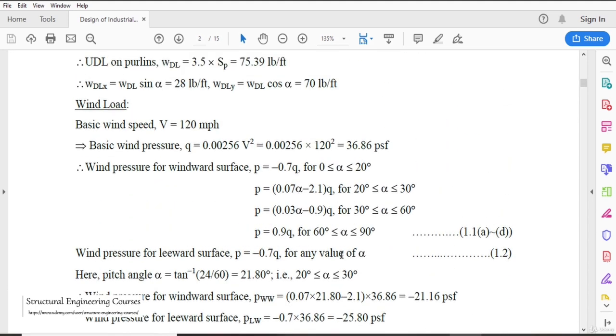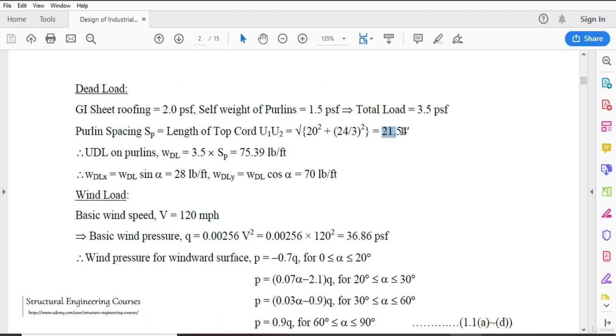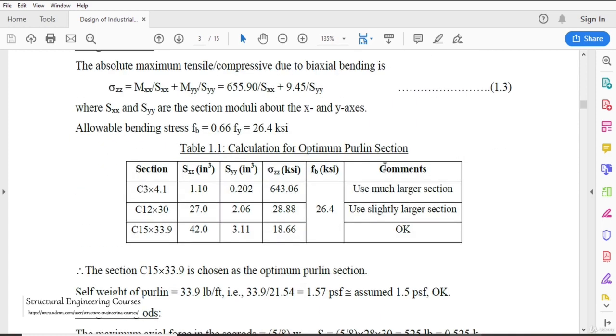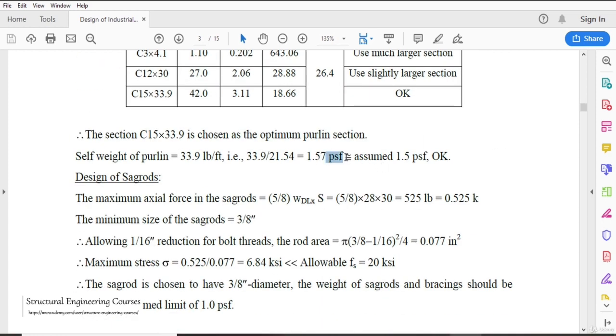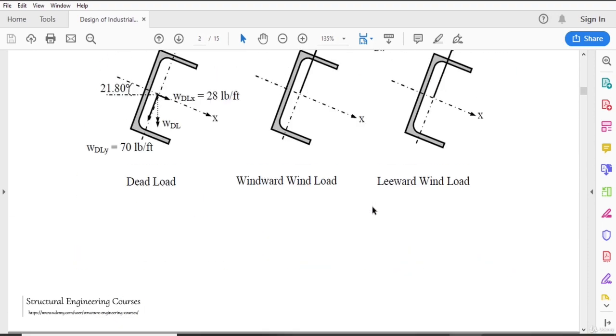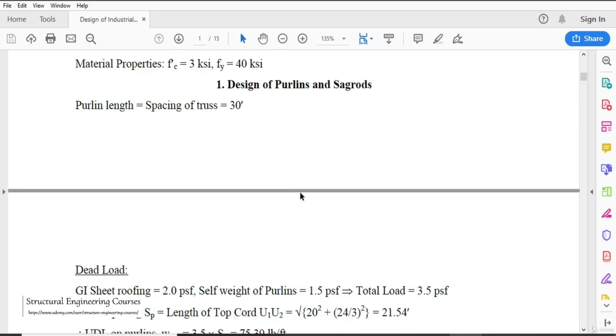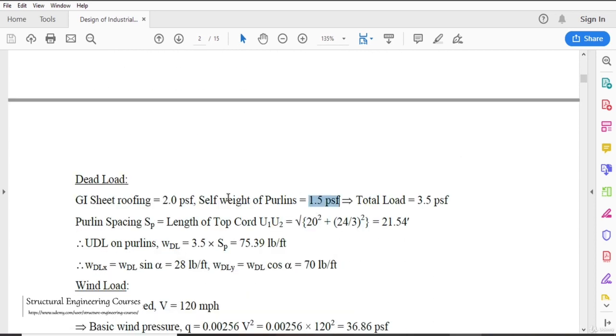21.54 is nothing but this number here. So this is the spacing. So when we divide the UDL with the spacing, it again comes out to be in PSF. So initially we had considered the self weight of purlin as 1.5 PSF as per this term here.